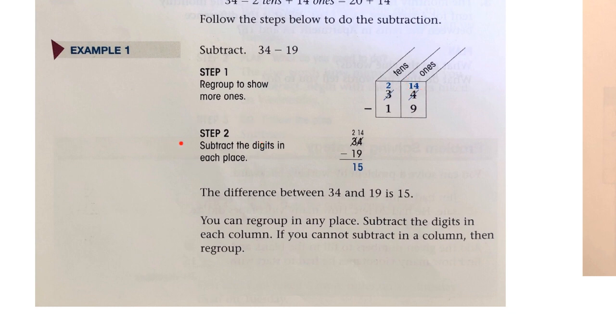Then you can do step 2 and subtract the digits in each place. 14 is now in the ones column because we regrouped. Take 9 from 14 and you're left with 5. 2 10s are left in the tens column, so we can take the 1 away. 2 minus 1 is 1. The difference between 34 and 19 is 15.